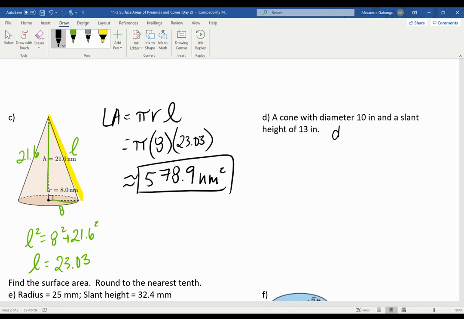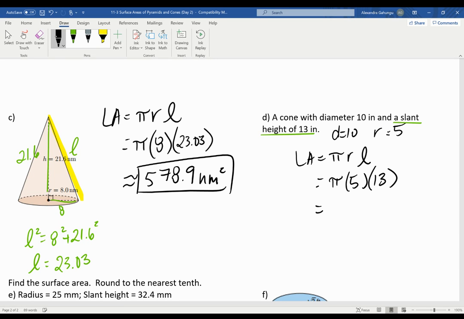All right, and then the last one, we have a cone with a diameter of 10 inches. So if our diameter is 10 inches, we need the radius. Our radius is actually going to be half of that diameter, 5. And so pi times 5, and let's look for our slant height. It has been given to us, thank goodness. So we're plugging that in as well.